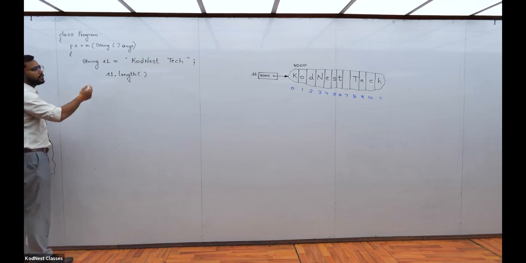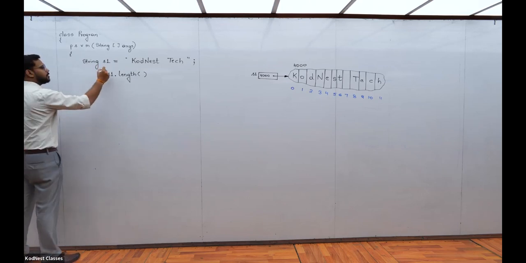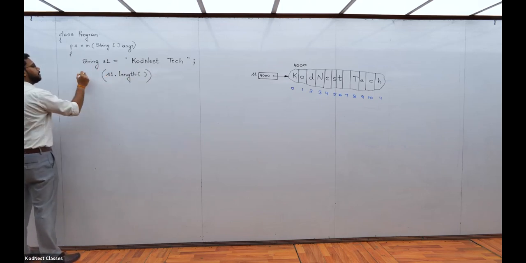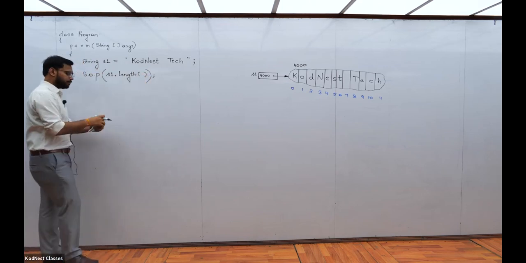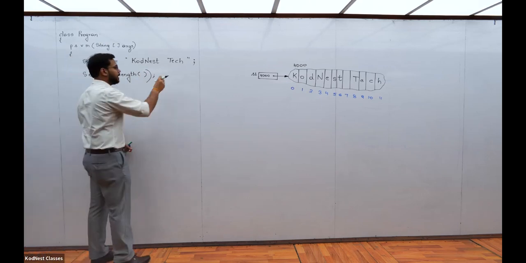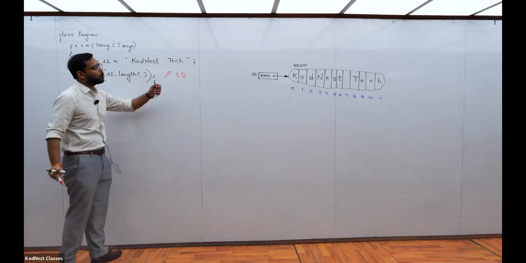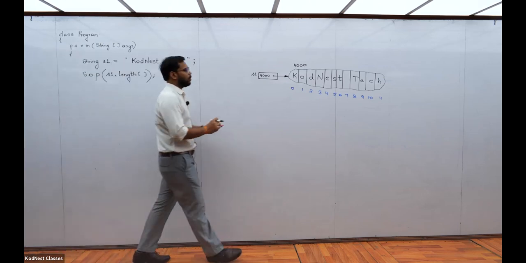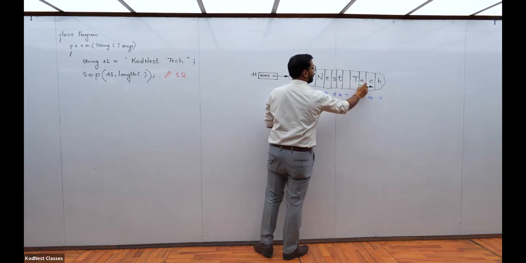What will it return, sir? Here in this case it will return 12. Whatever it is returning, I want to print directly. So here I will write system.out.println. And how much will we get here? We'll get 12 as the output, because the total number of characters is 12: 1, 2, 3, 4, 5, 6, 7, 8, 9, 10, 11, 12.